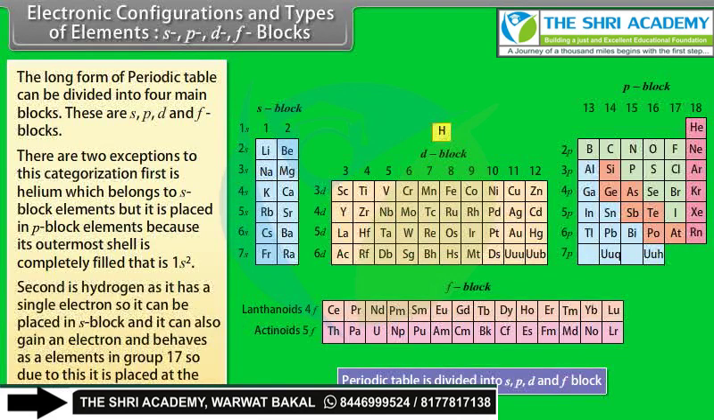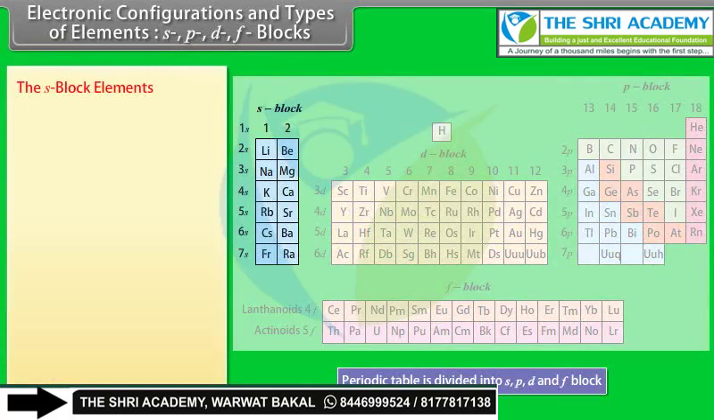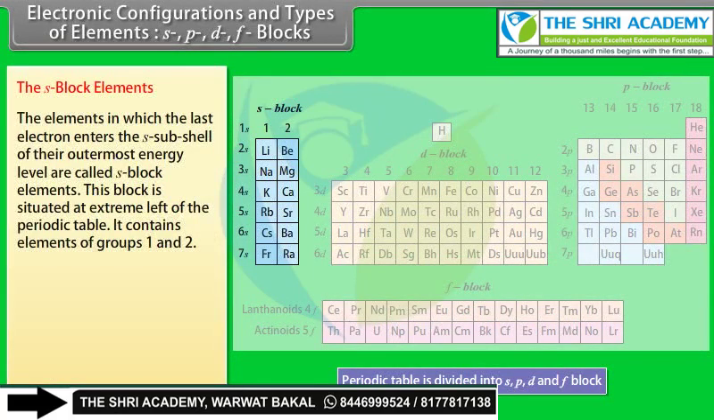Second is hydrogen. As it has a single electron, it can be placed in the s block and it can also gain an electron and behave as the elements in group 17. So, due to this, it is placed at the top of the periodic table. The s block elements. The elements in which the last electron enters the s subshell of their outermost energy level are called s block elements. This block is situated at the extreme left of the periodic table. It contains elements of group 1 and 2.